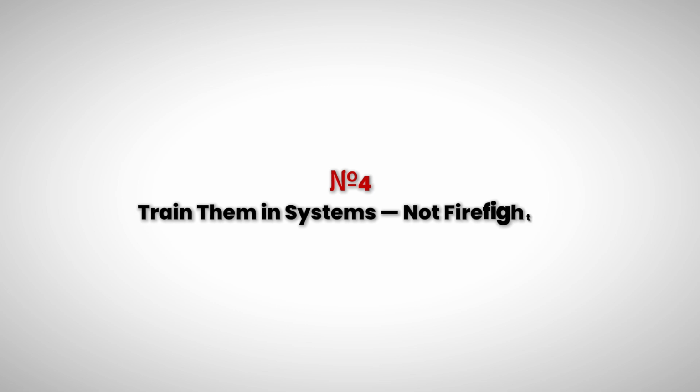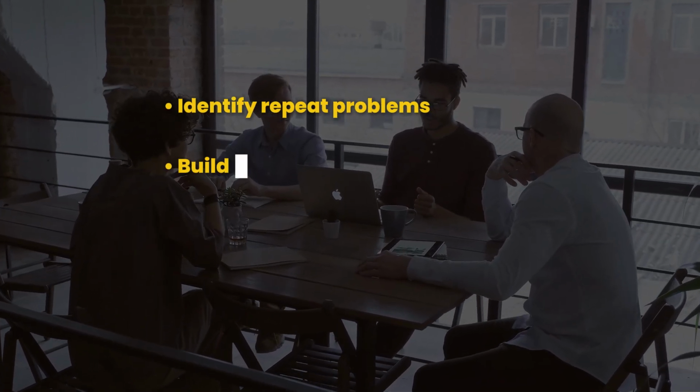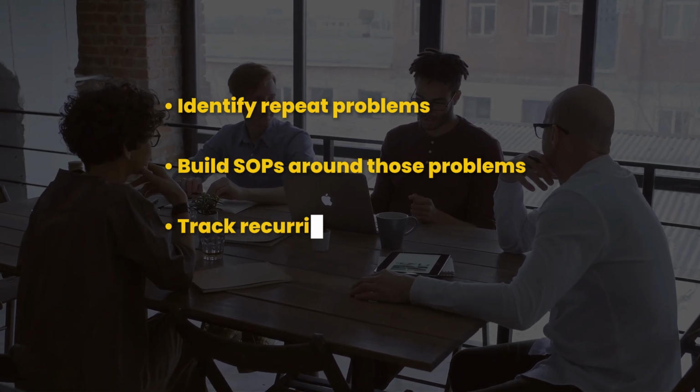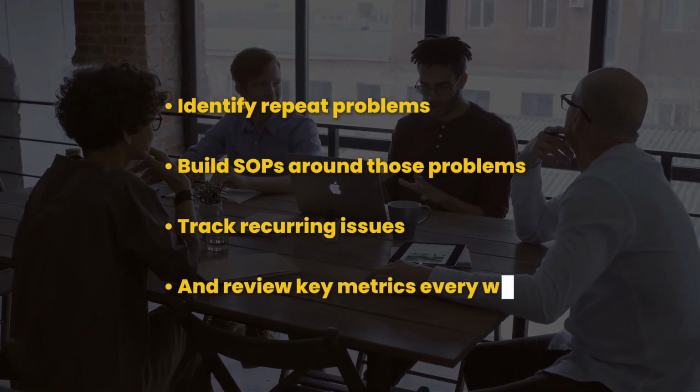Number four, train them in systems, not firefighting. Meaning, reactive managers will burn out. Proactive managers build systems. A strong practice manager isn't just solving problems as they come up. They prevent them from happening again. So you need to train them to identify repeat problems, build SOPs around those problems, track recurring issues, and review key metrics every week.